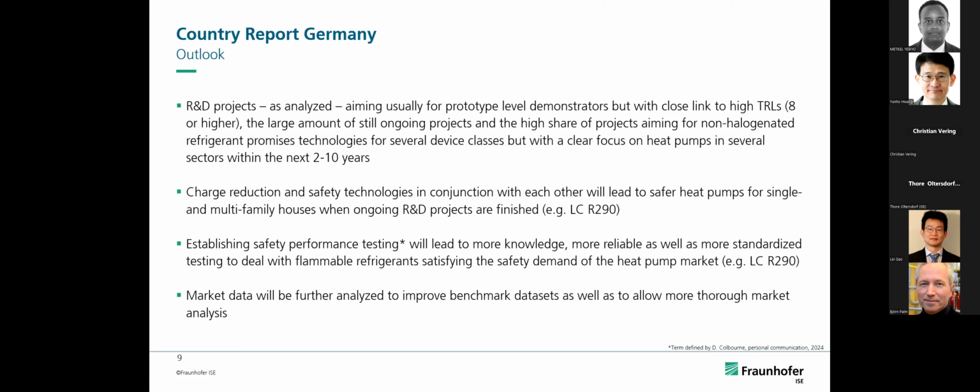Establishing safety performance testing. Greetings to Daniel Coburn. It's a term he has defined in the past. I like it very much. It will lead to more knowledge, more reliable, as well as more standardized testing to deal with flammable refrigerants, satisfying the safety demand of the heat pump market. And market data will be further analyzed to improve benchmark data sets, as well as to allow more thorough market analysis in general. So thank you very much for your attention.